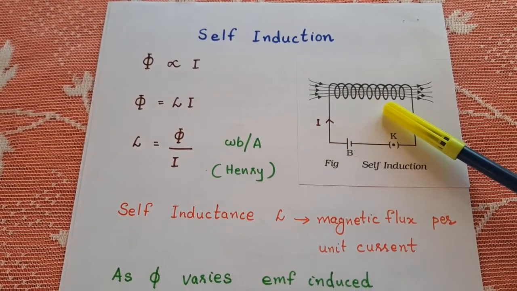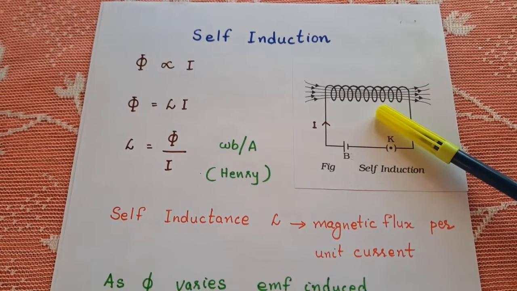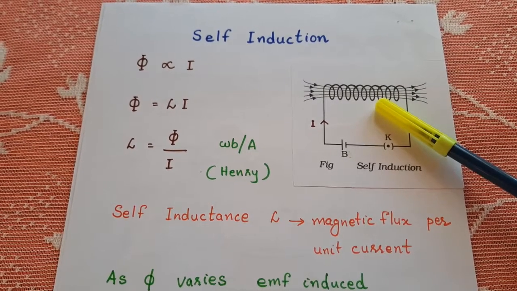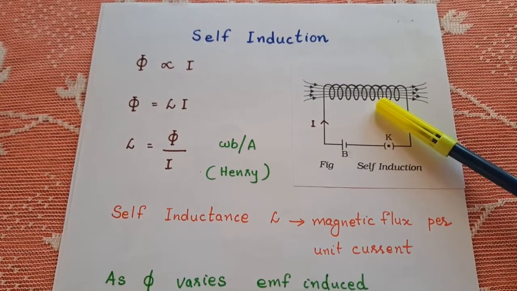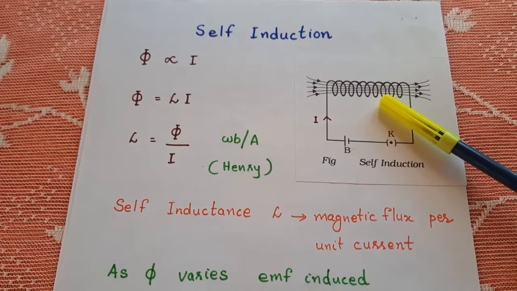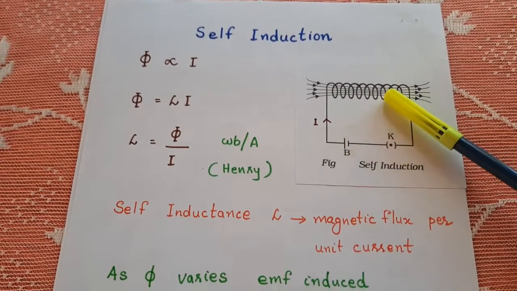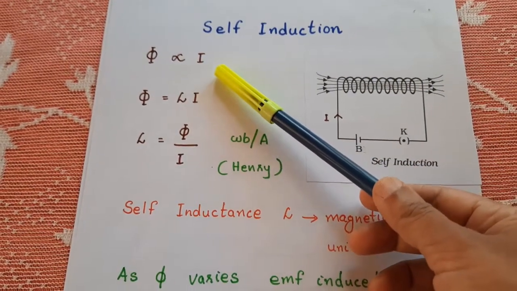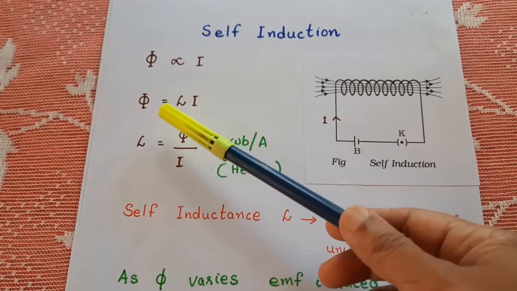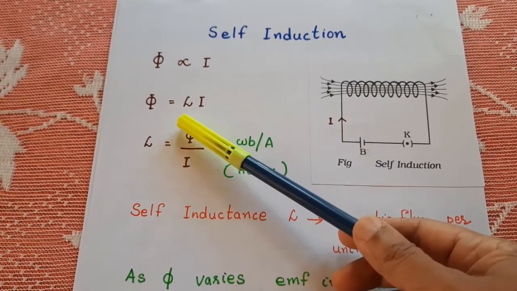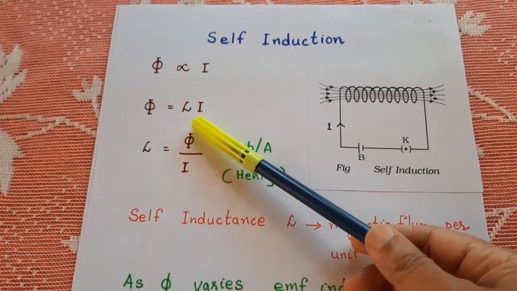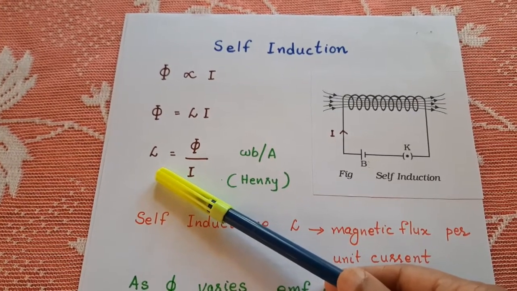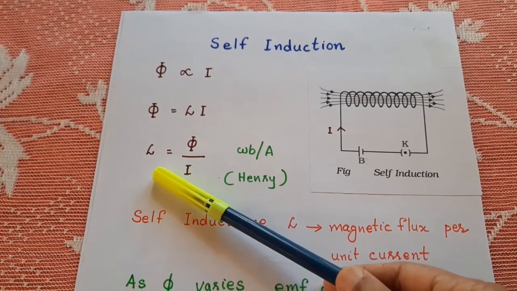As the current through the coil increases, the magnetic flux associated with the coil increases. So an EMF is induced which opposes the growth of current through the coil. The magnetic flux through the inductor is directly proportional to the current through the inductor. So magnetic flux phi is equal to Li, where L is a constant known as self inductance.